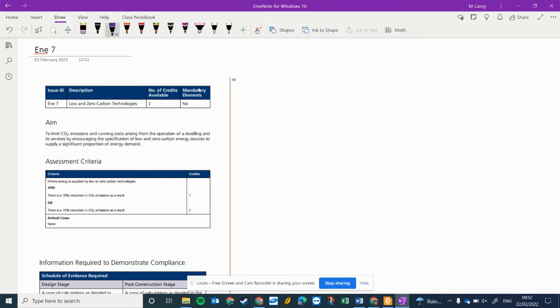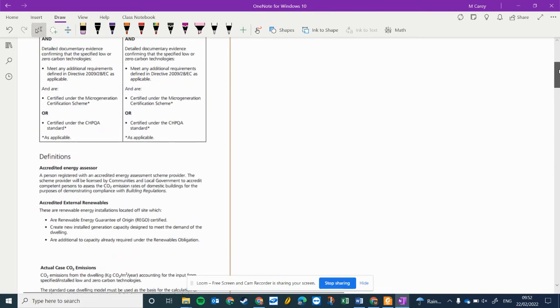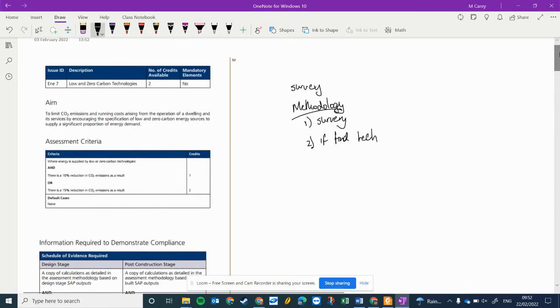Now, the one thing to watch for here is, we're not going to go into the SAP calculations because they're vile. So what I think we want to do here is you're going to do a survey, right? And what you're going to say in your methodology is you're first of all going to do a survey for the low and zero carbon technologies, and then if you find the technologies, you need to get an accredited energy assessor.